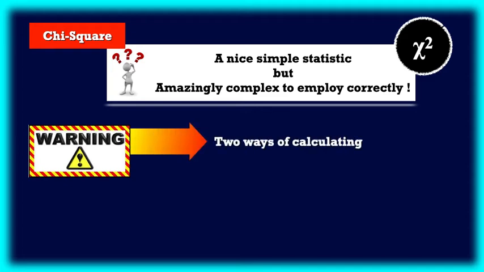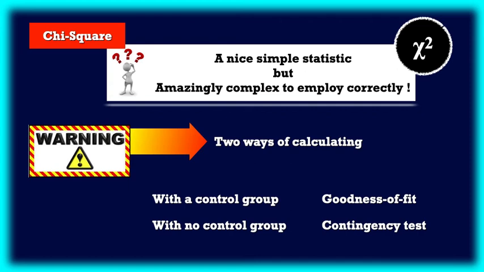That's the biggest problem. And it's not helped by the literature. People have used different phrases to describe the 2 methods, and it causes a bit of confusion. Now this is the language I use, and I think it's much clearer. If there's a control group, if you're comparing some group with a control group, then it's goodness of fit. How well does your sample fit the control group? If there's no control group, it's a contingency test.